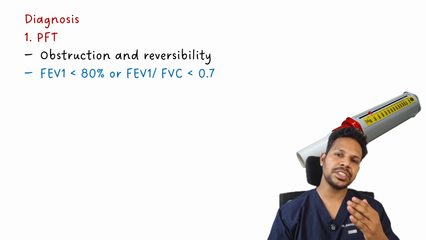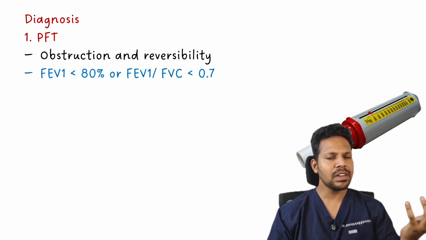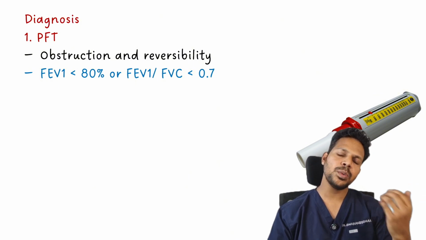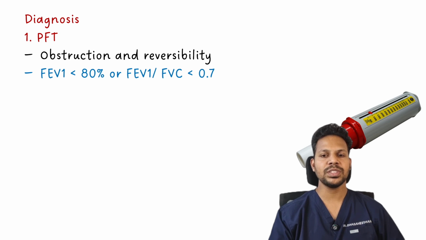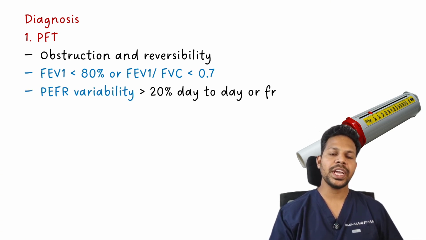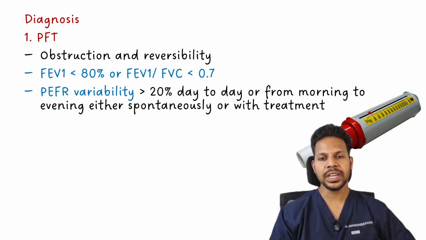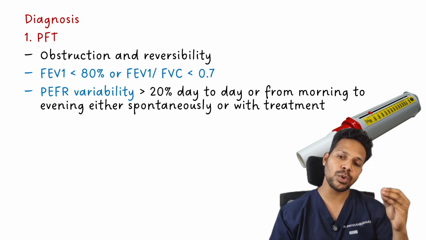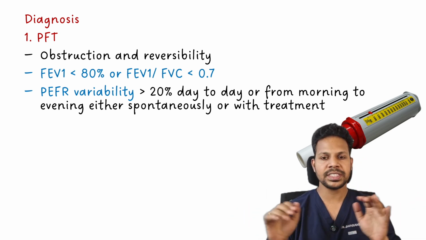And you can also appreciate, if you keep on checking the peak expiratory flow rate variability, it will be varying between the day to night also. It will be varying between different times during the day also. So there is a variability of more than 20% from day to day or from morning to evening, either spontaneously or with the treatment. Okay, so there is a peak expiratory flow rate variability of more than 20% day to day or in the same day.